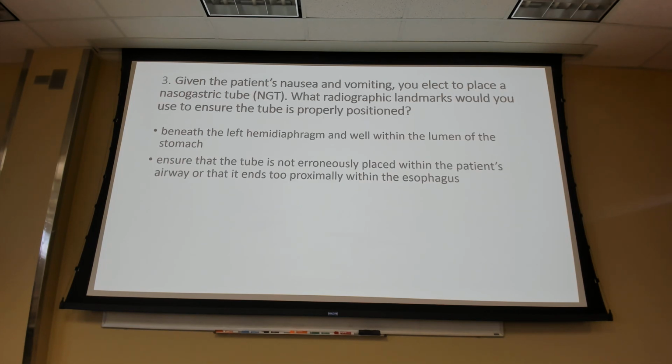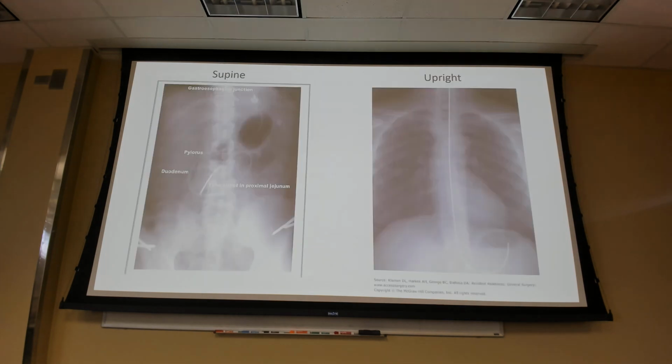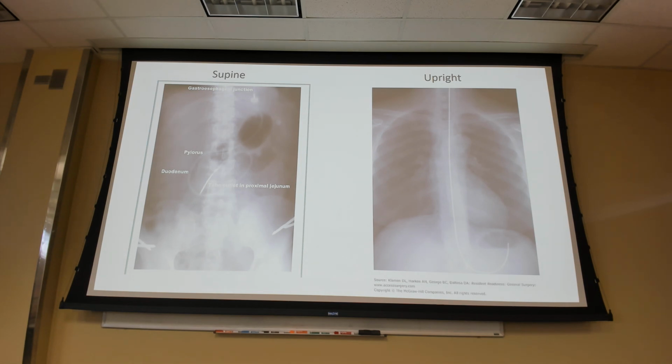All right. So given their nausea and vomiting, you'd like to place an NG tube. What are some of the landmarks we want to look for when we're placing that NG tube? Where's it supposed to sit with your normal NG tube? Just in the stomach. So we normally look at the left hemidiaphragm. Good. And then we have some pictures here. What types of tubes do you think these are here? Which one's which? And why?